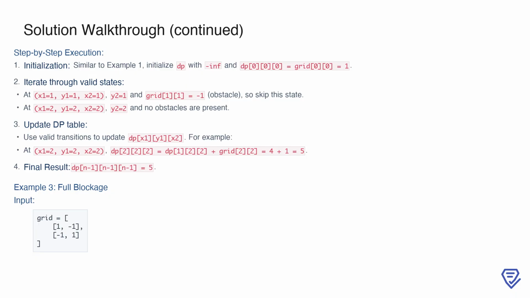calculate the transition values. For example, dp[2][2][2] is updated by taking the previous maximum value and adding the cherries at (2, 2). Here, the result is 5 because the optimal paths avoid obstacles while collecting the maximum cherries. This example demonstrates how the presence of obstacles introduces constraints that dynamically shape the valid paths in our solution.